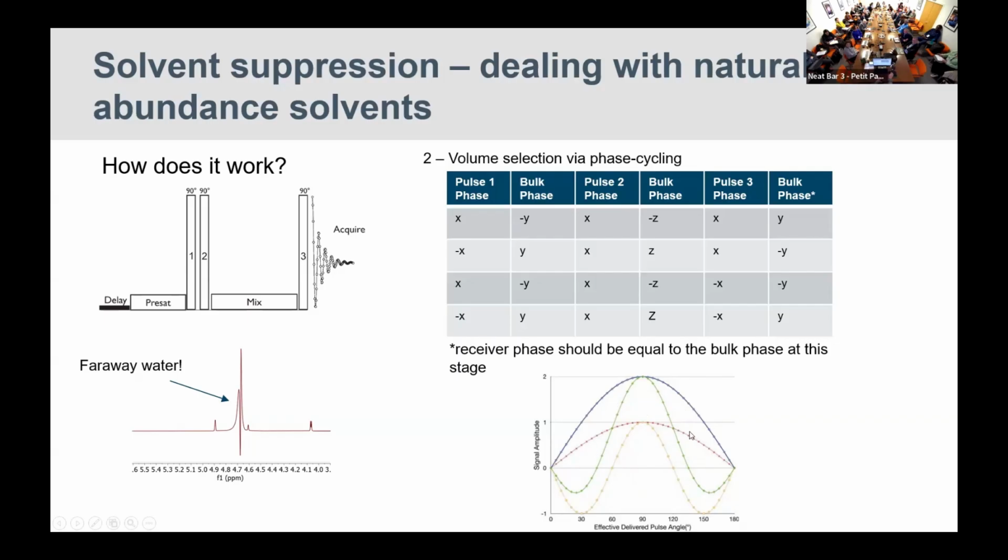So the red plot here is what you get with a single 90-degree pulse, and the blue would be just added 90-degree pulses. But when you do this phase cycling, you actually have a much narrower volume of your tube that actually gets excited. So you have this effect of volume selection here.